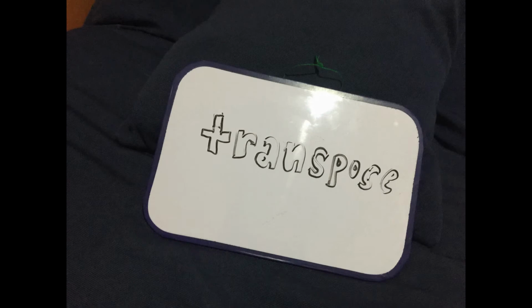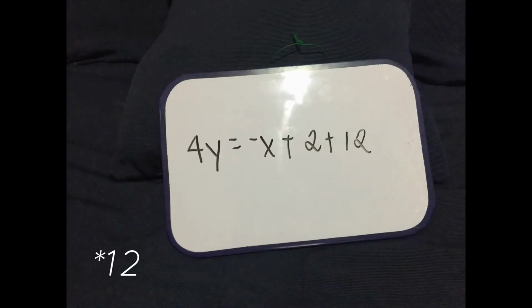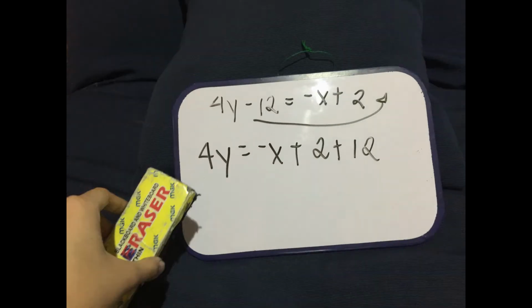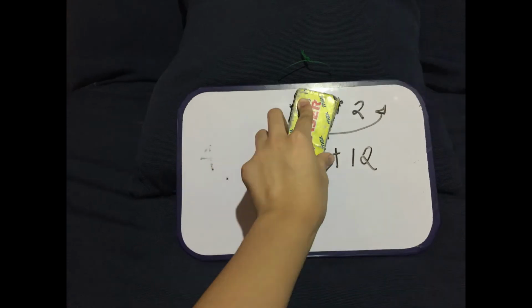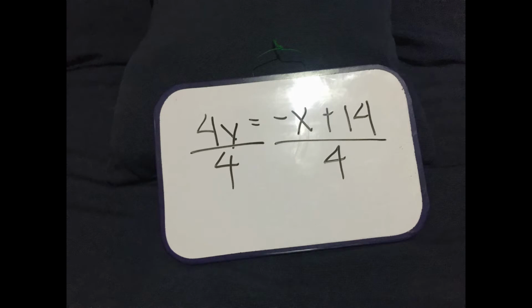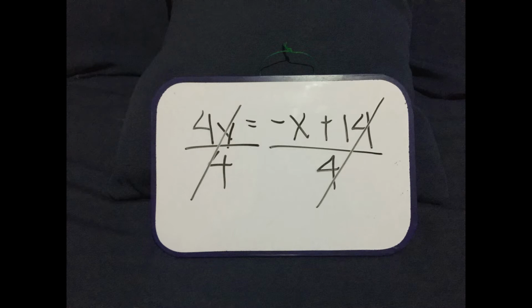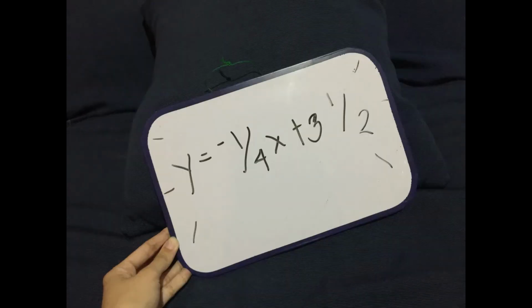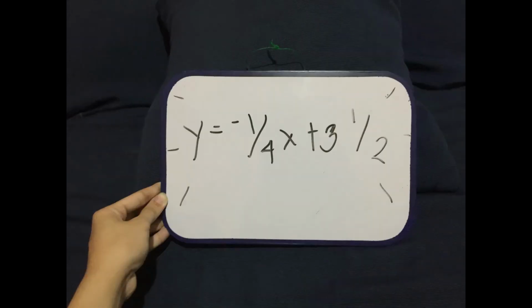So we transpose negative 12 to the other side, which is 4y is equal to negative x plus 2 plus 12. So we'll have to get rid of the coefficient 4. Have to divide both sides by 4, and we will get y is equal to negative 1/4 x plus 3.5.